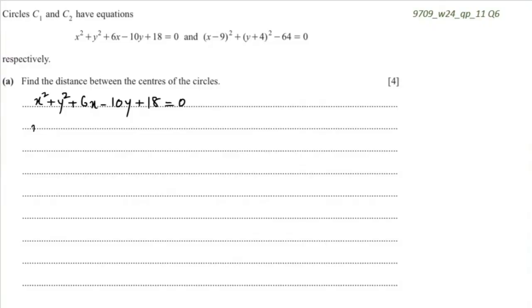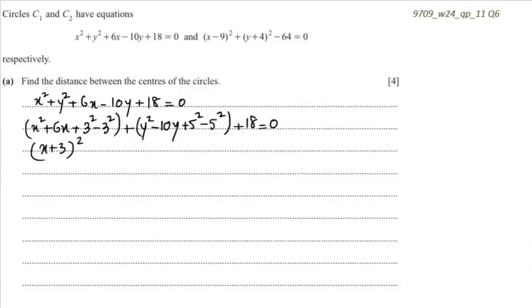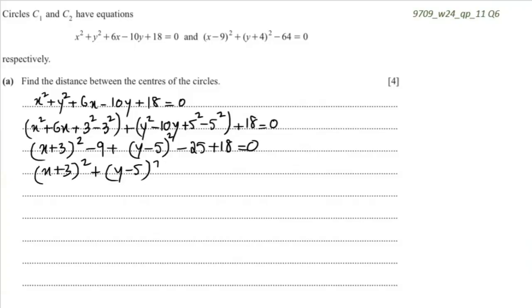Okay, so this will be x squared plus 6x plus 3 squared minus 3 squared, and plus y squared minus 10y plus 5 squared minus 5 squared, and plus 18 equals 0. This will be (x plus 3) squared. Looks lengthy, but works well. (y minus 5) squared and minus 25 plus 18 equals 0. This will be (x plus 3) squared plus (y minus 5) squared. Could have been much quicker with the shortcut, but let's see.